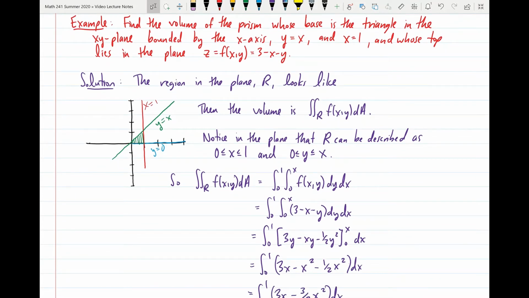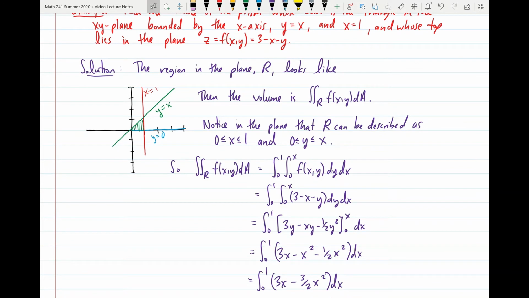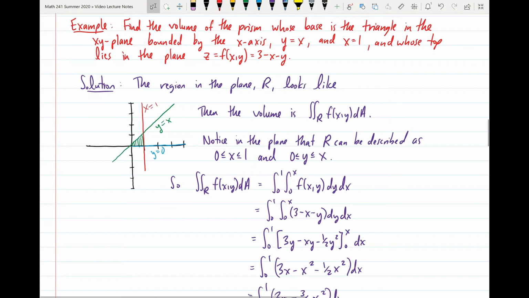So in our case, the region in the plane, which we will call capital R, looks like the region that I have drawn in the diagram to the left. So you can see we have our line y equals x, we have the line x equals 1 in red, and then we have the x-axis in blue. And the region that is bounded by those three lines is that triangular region that I filled in green. So we know that the volume of this prism is going to equal the double integral of our function f of xy over the region R.